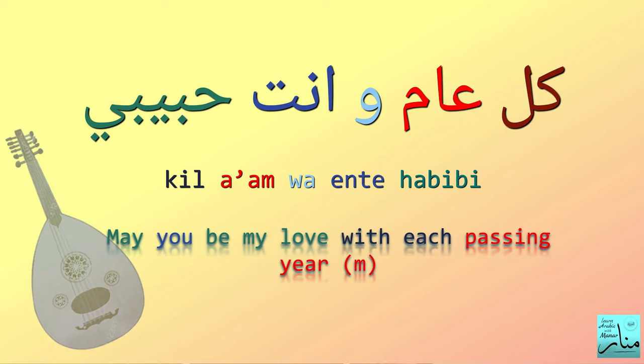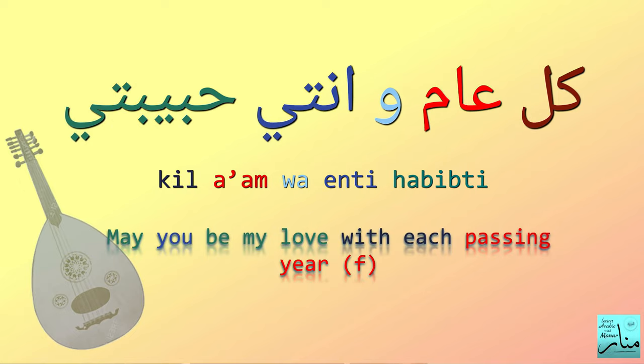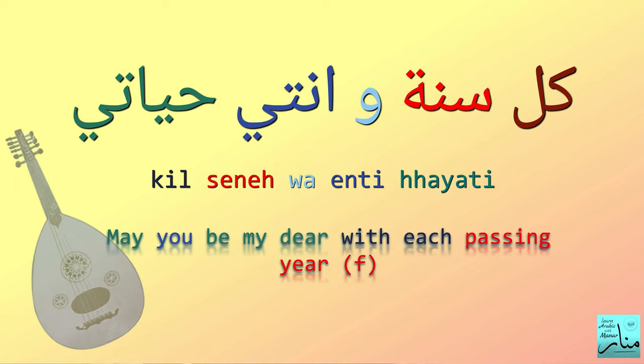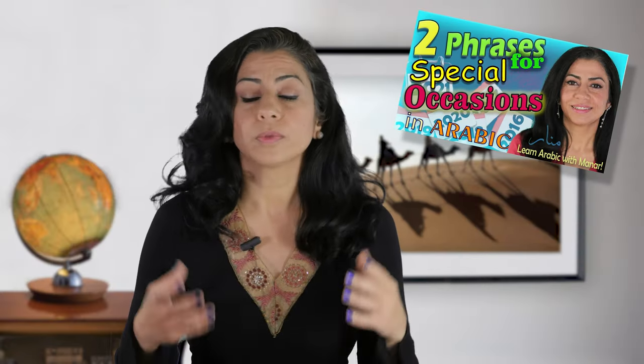Also, we learned some phrases that we could use with our beloved ones in a passionate way to wish them happy birthday. It is كل عام وانت حبيبي, كل عام وانت حبيبتي, كل سنة وانت حياتي. Go check them to see how to pronounce them and to see the grammar inside these phrases.